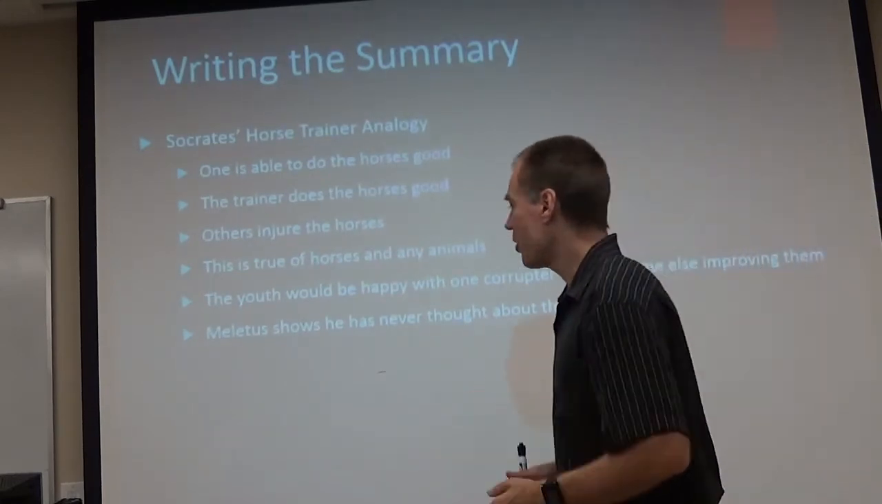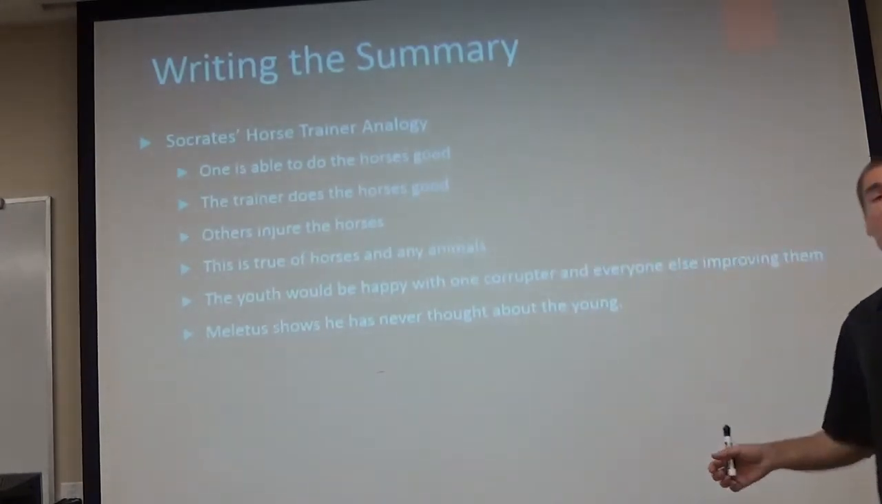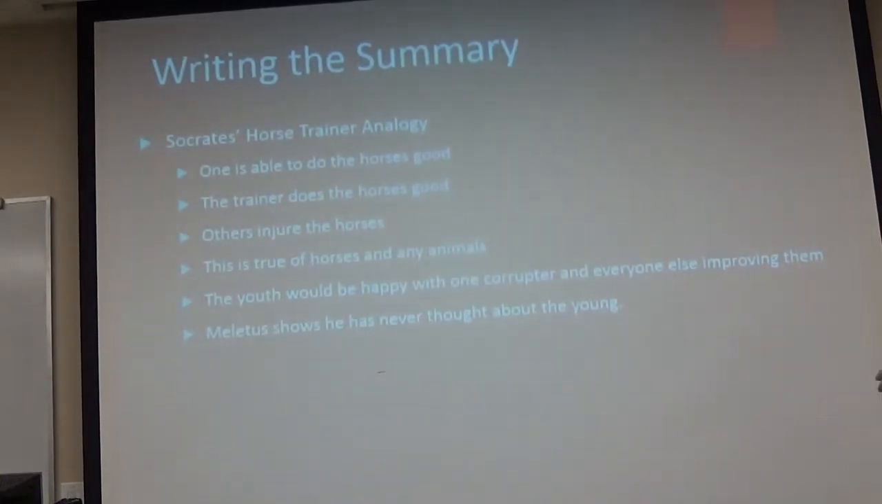And he closes by saying, the youth, of course, would certainly be happy with only one corrupter and everyone else improving them. But, given his argument, he says Meletus is totally getting it wrong, that Meletus clearly didn't give the matter any thought. So, that's the analogy.